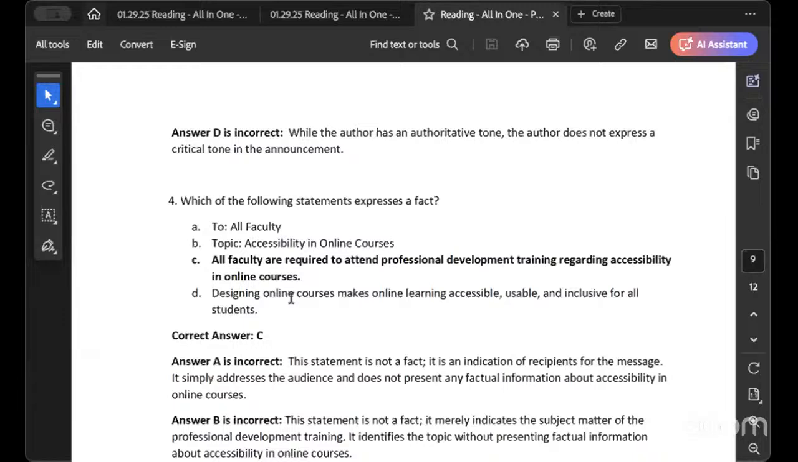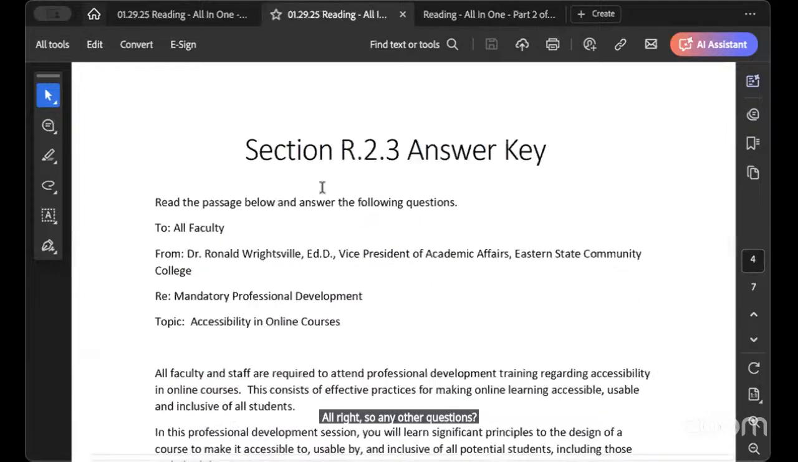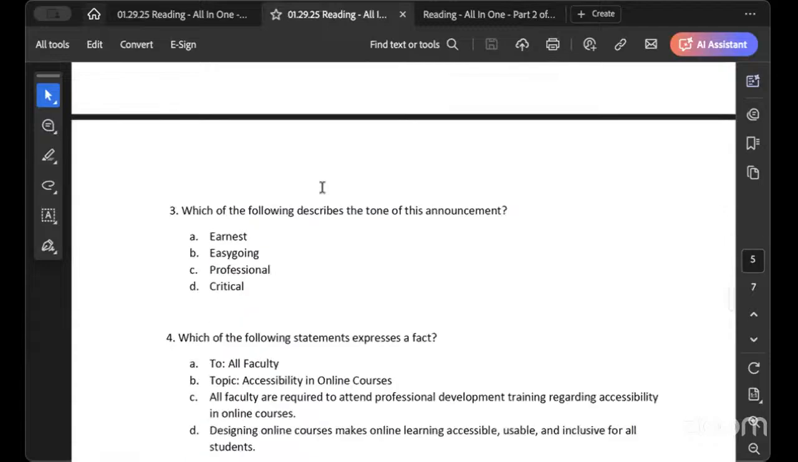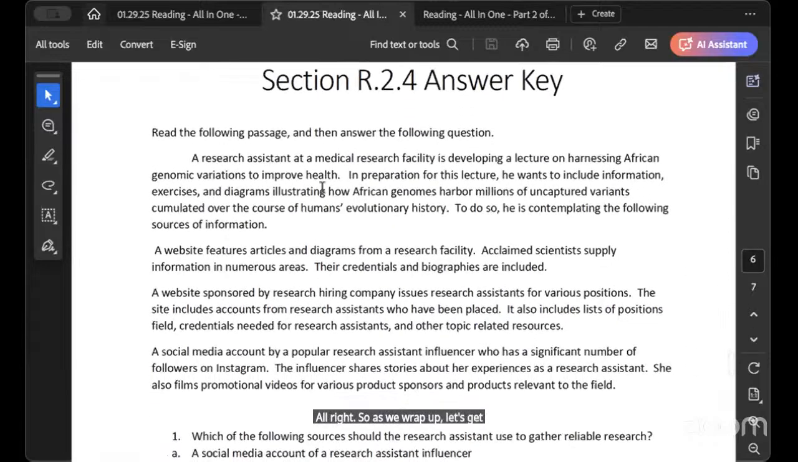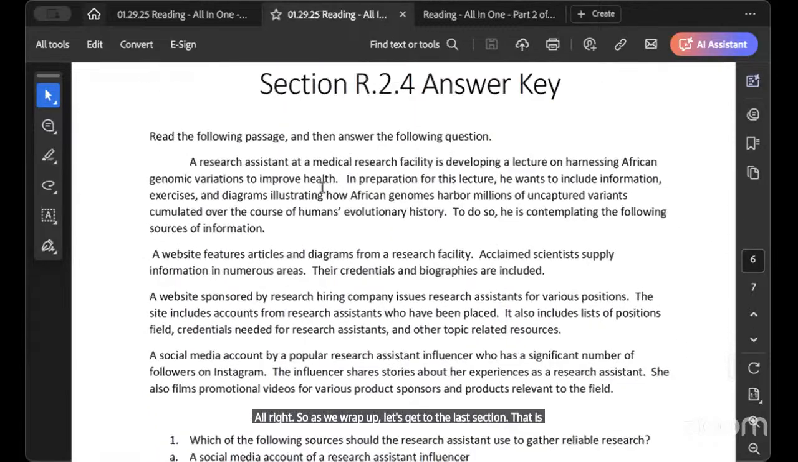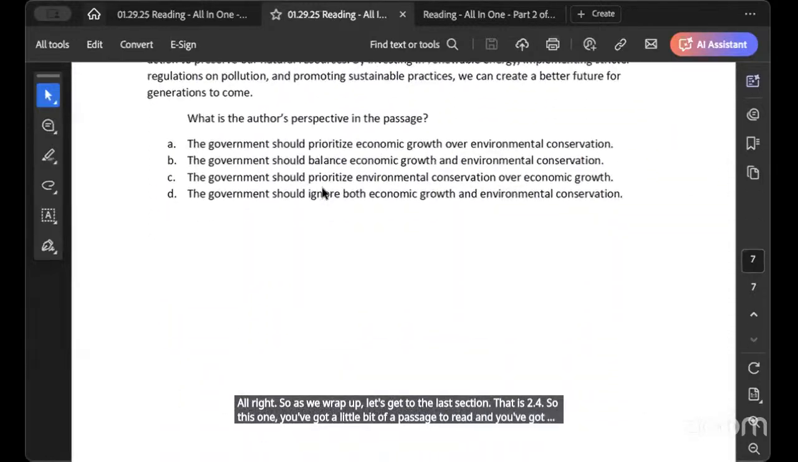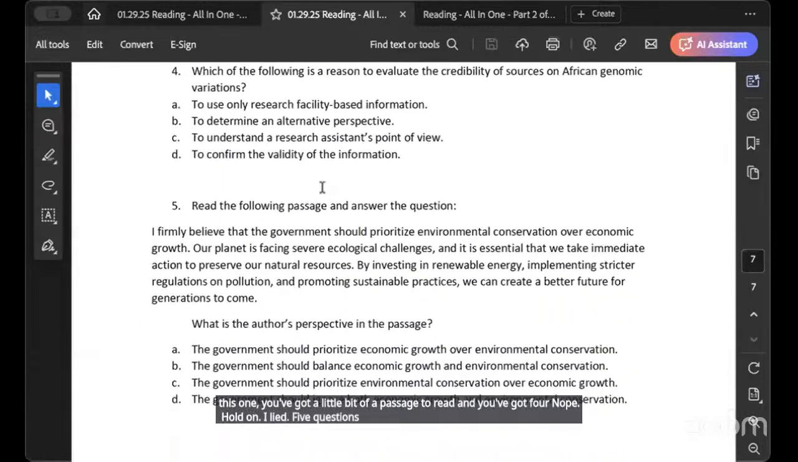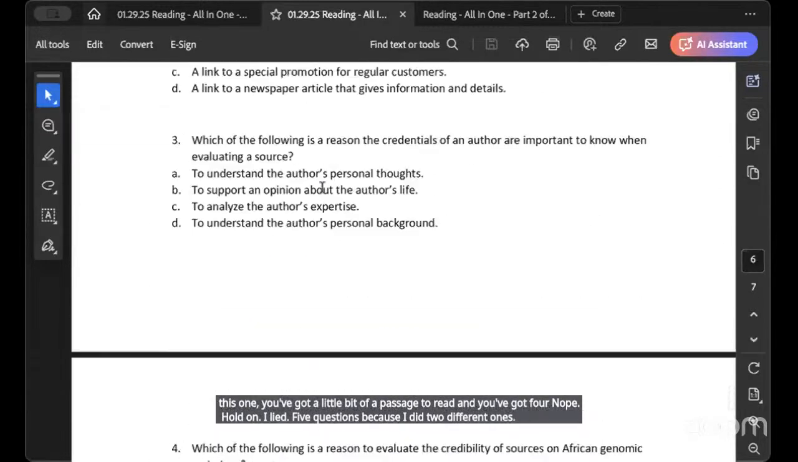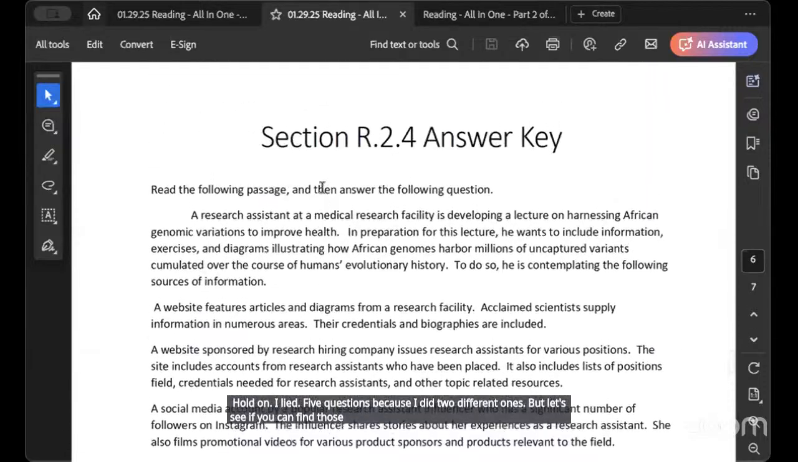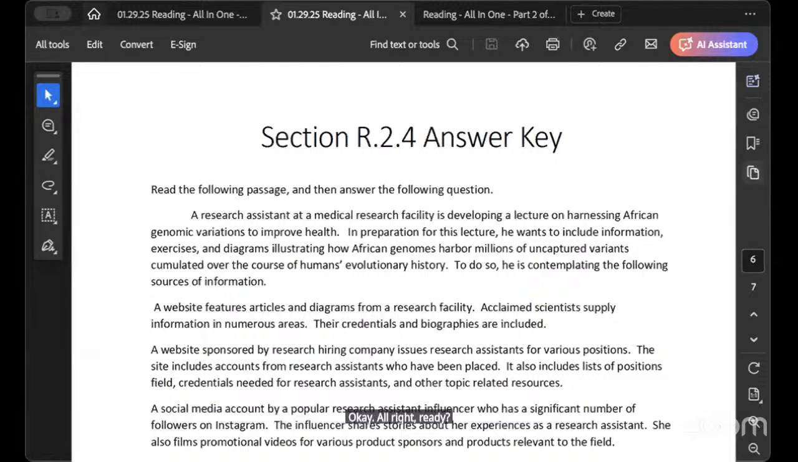All right, so any other questions? All right, so as we wrap up, let's get to the last section. That is 2.4. So this one, you've got a little bit of a passage to read, and you've got 4, nope, hold on, I lied, 5 questions because I did 2 different ones. But let's see if you can find those there. Since there's 5 questions, I'm going to put 4 minutes on the timer, and then we'll come back and check those as well. Okay, all right, ready, steady, go.